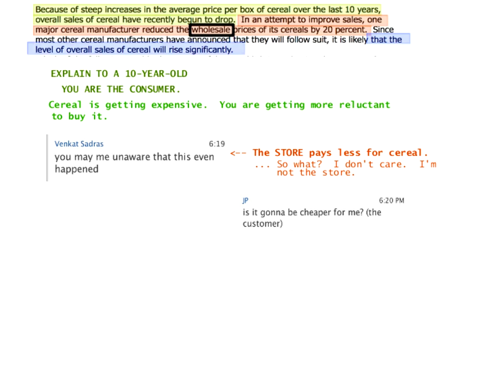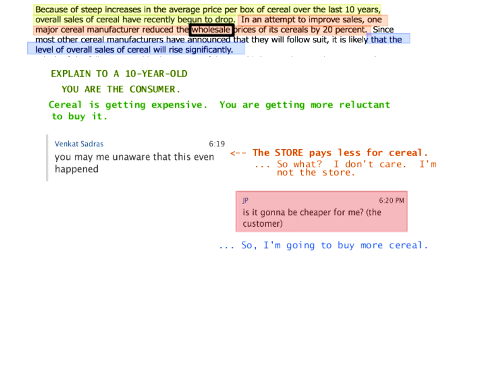Is it going to be cheaper for me? Well, I don't know that. They didn't go there. So then what they're doing, the last statement, level of overall sales, again, that's a little bit too abstract. Like, a 10-year-old's not going to understand that. But as me, the consumer, that means I have to buy the cereal. I have to buy more cereal. So I'm going to buy more cereal.